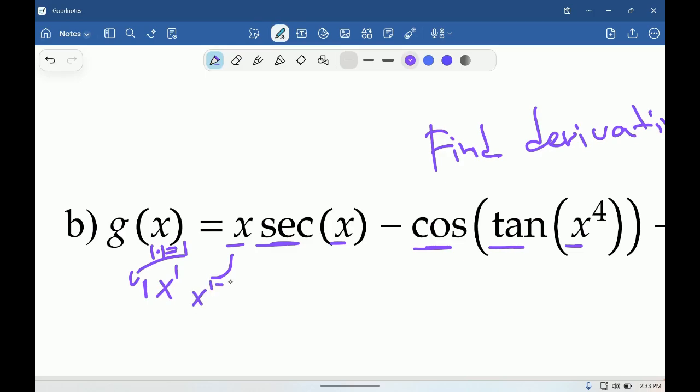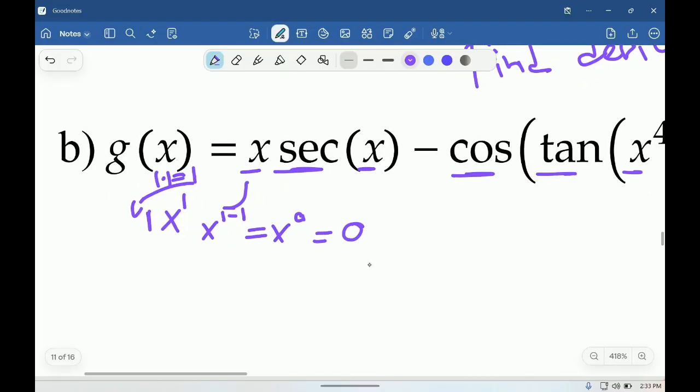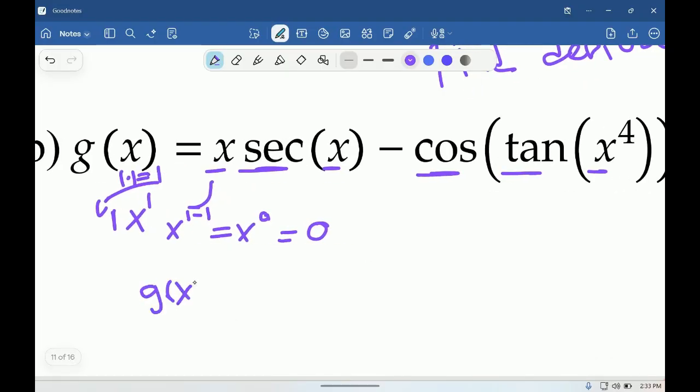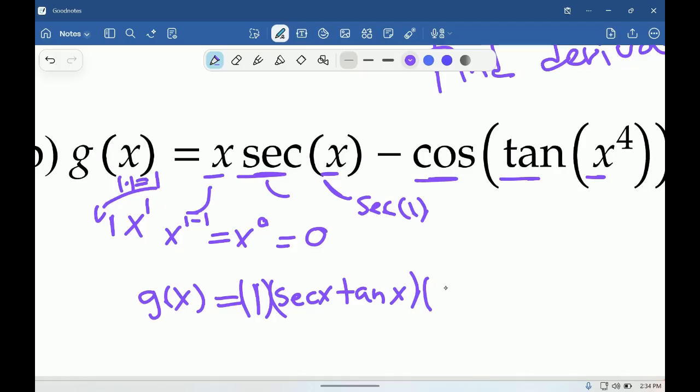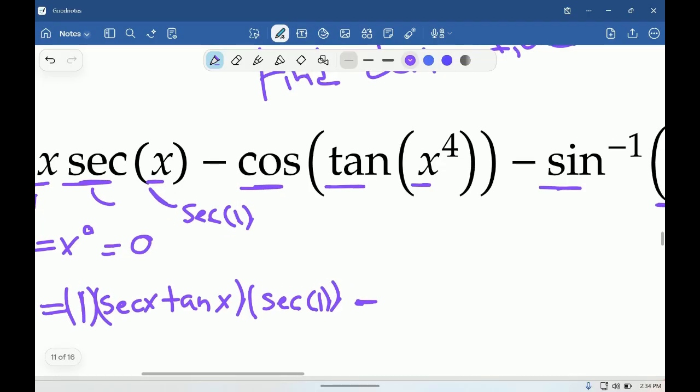But we also know that x to the 1 minus 1 would equal x to the 0, and elevated, that would just be 0. So we would put g of x equals 1. And now we need to find the derivative of secant, which we know is going to be secant x tan x. And now we need to find what we already know is the derivative of x, but we would write it out as sec 1. So we put secant 1 right over here, and now we move on to the rest of the terms.